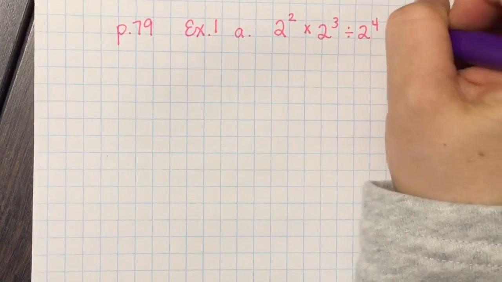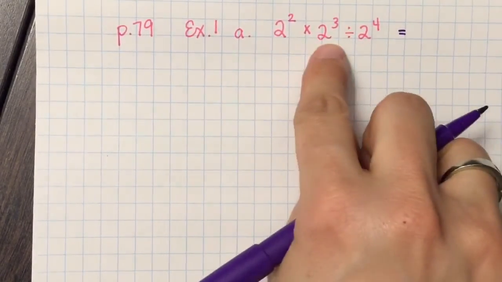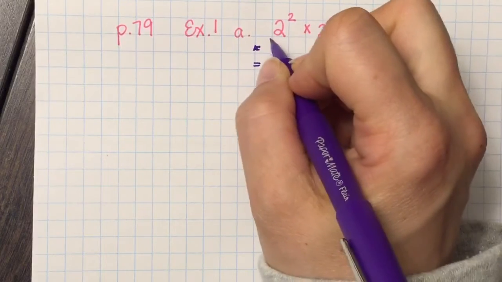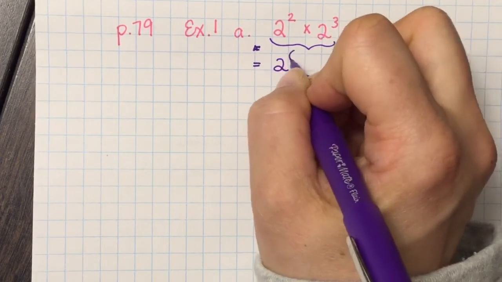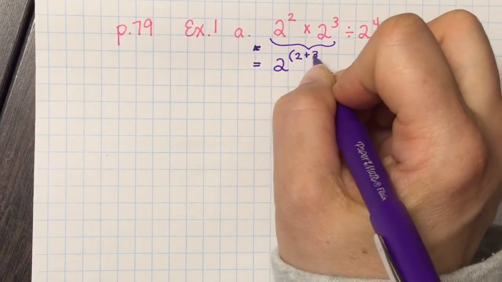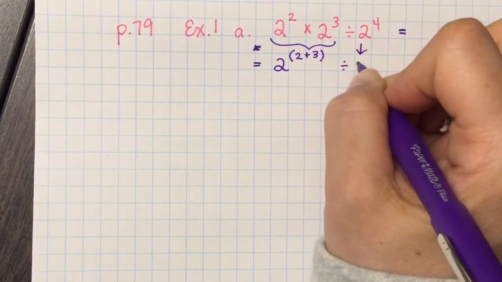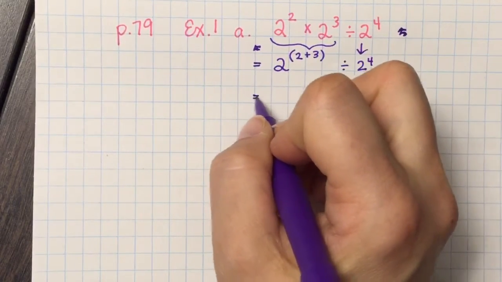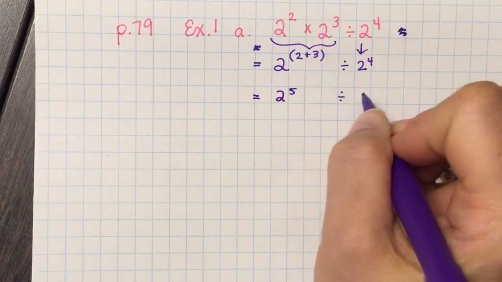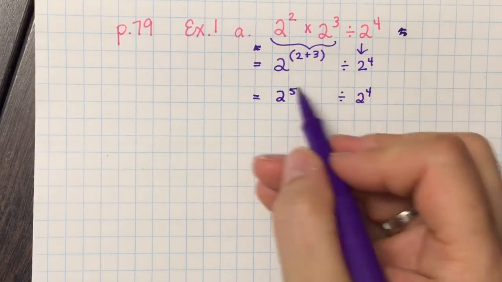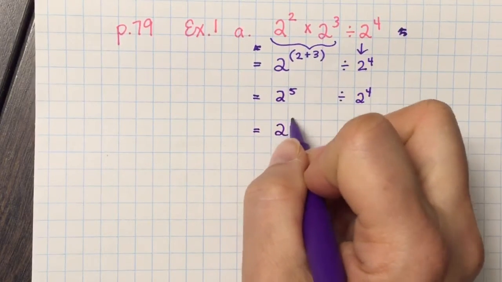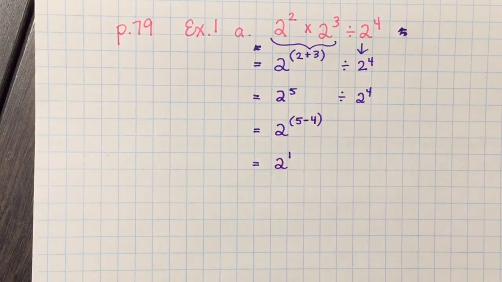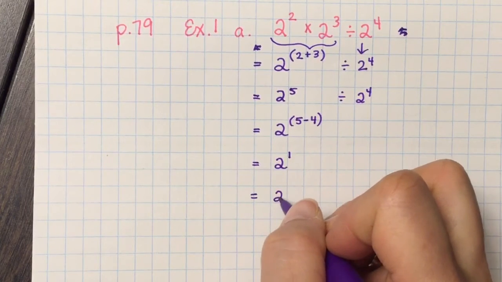So, left to right. I'm going to do these ones first. Equals, I'll do these first. So that's 2, and I'm going to add the exponents, 2 plus 3, and then bring this down, divided by 2 to the 4th. Okay, so this equals 2 to the 5th divided by 2 to the 4th. Now I can take care of these exponents, equals 2 to the 5 minus 4, which equals 2 to the 1. And if we're evaluating, 2 to the 1 is just 2.